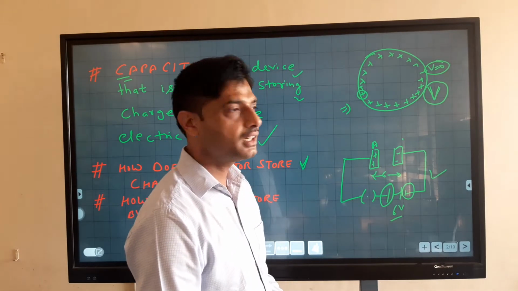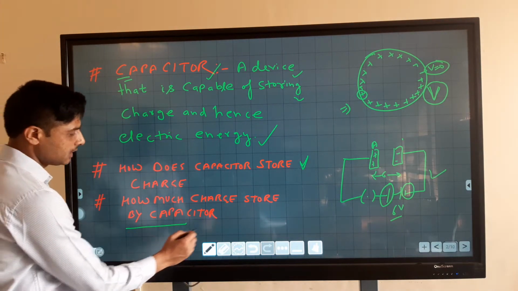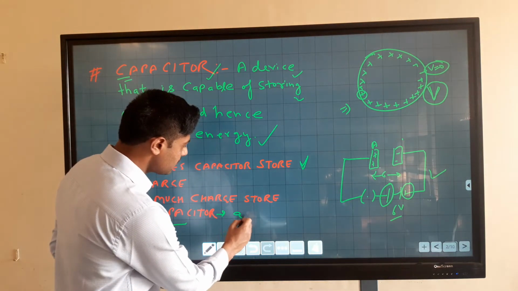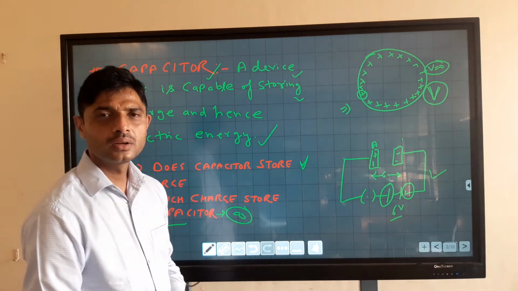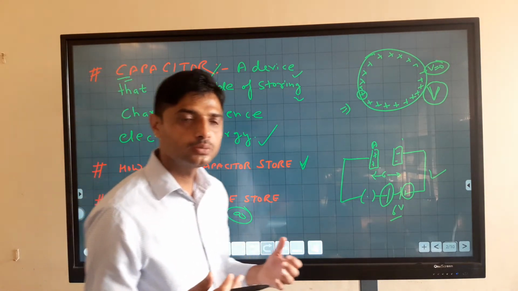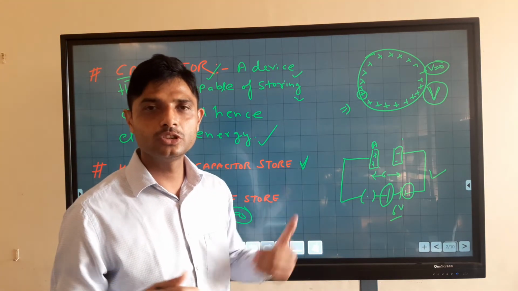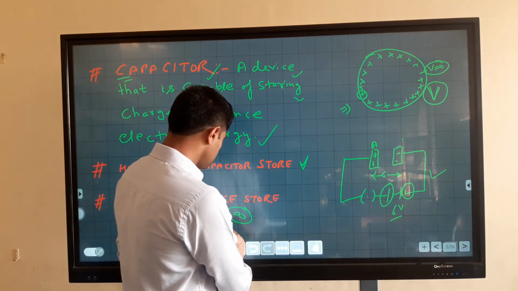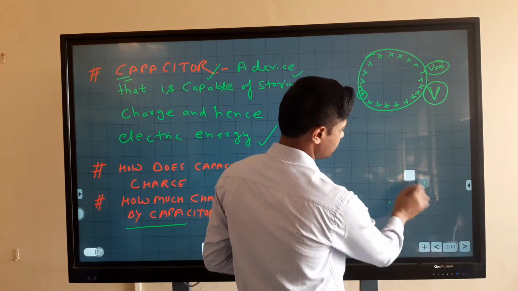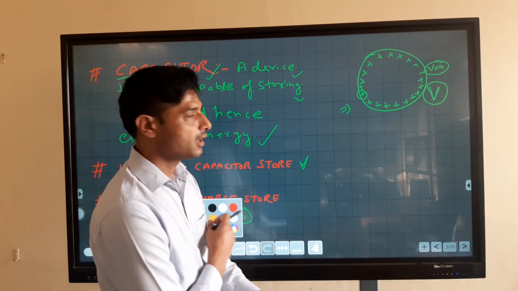Now the question is how much charge is stored by a capacitor. Can we give infinite charge to this sphere? Can we transfer more charge beyond a certain value to this sphere? So the answer is no, because there is a fixed value of charge that can be transferred.